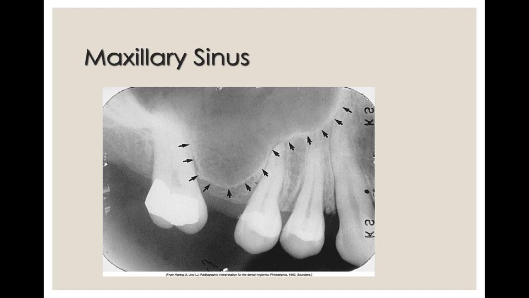The maxillary sinus is described as a paired cavity or compartment of bone located within the maxilla. It's located just above the maxillary premolar and molar teeth. Here again, the white arrows might be pointing to the floor, which is radiopaque, but the sinus itself is this radiolucent area just above there. It's going to appear as a radiolucent area above the apices of the maxillary premolar and molar teeth.